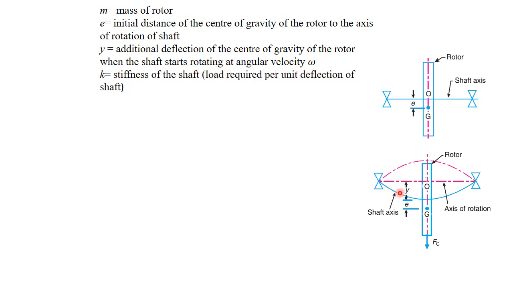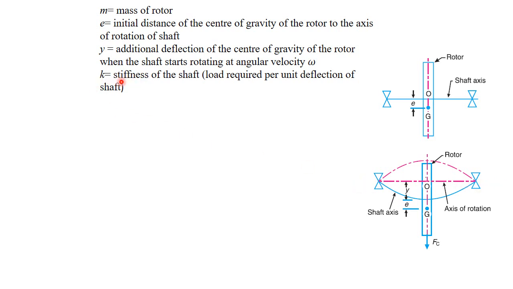So the total deflection, or the total distance between the centroid of the rotor and the initial position of the shaft axis, is y plus e. So y plus e is the total deflection of the centroid of the rotor from the initial position of the axis of rotation of the shaft.